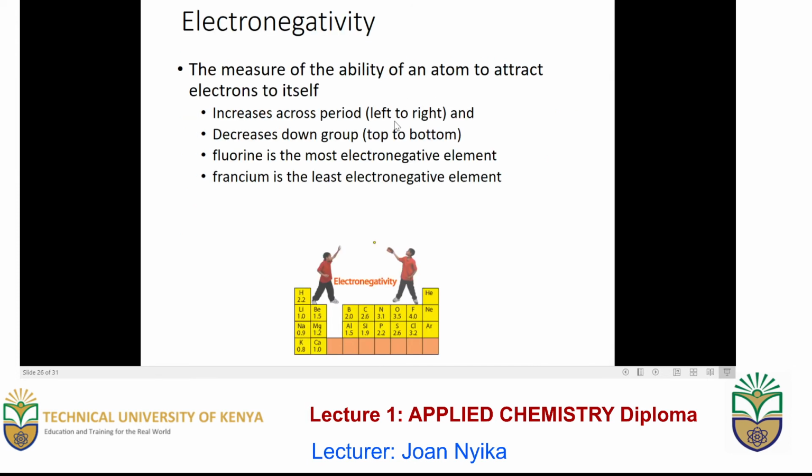Then before we look at the various types of covalent bonds, I want us to look at an aspect called electronegativity.